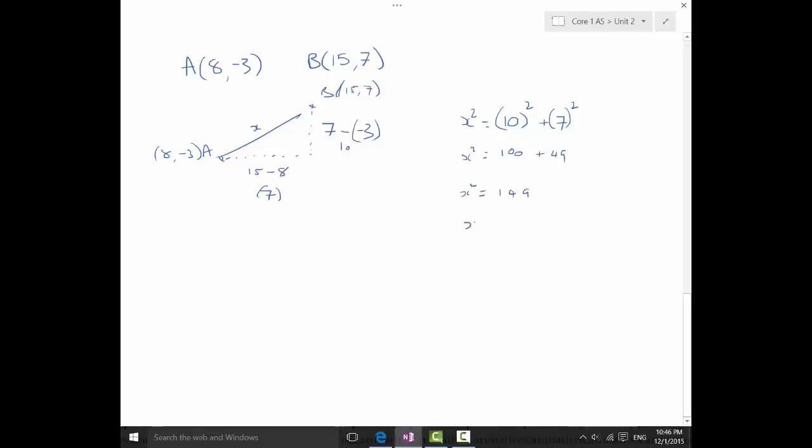Now you can leave it in surd form, just like that. Try and simplify it if you'd like, but just for the moment let's just make sure that we know what we're doing as far as just leave it in surd form.